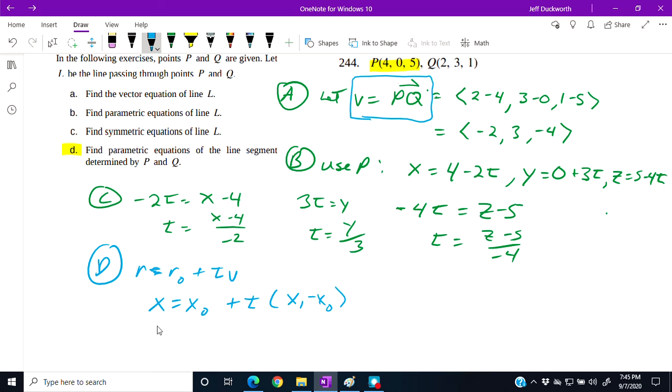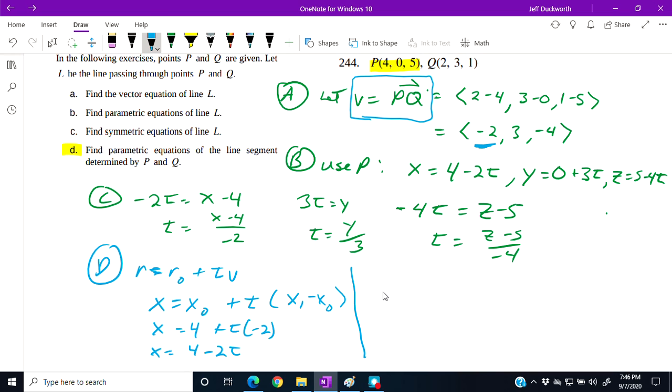Already got that down, but so our original is 4, and the subtraction of the 2 gave us -2, so -2, which means that x equals 4 minus 2t. That will be the first part of this.